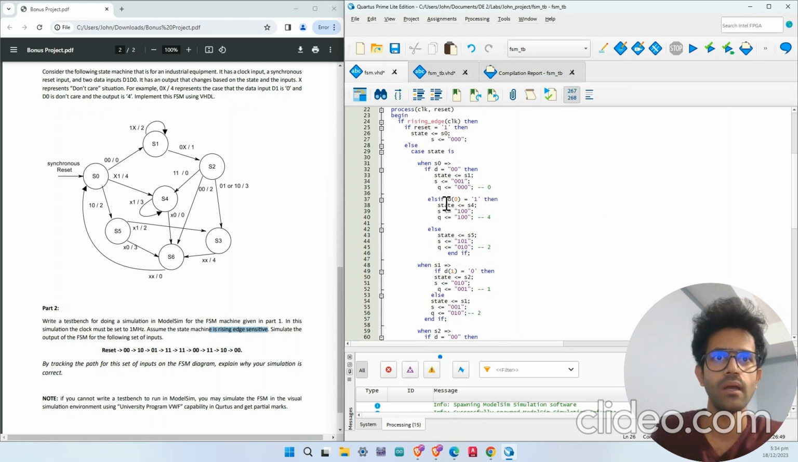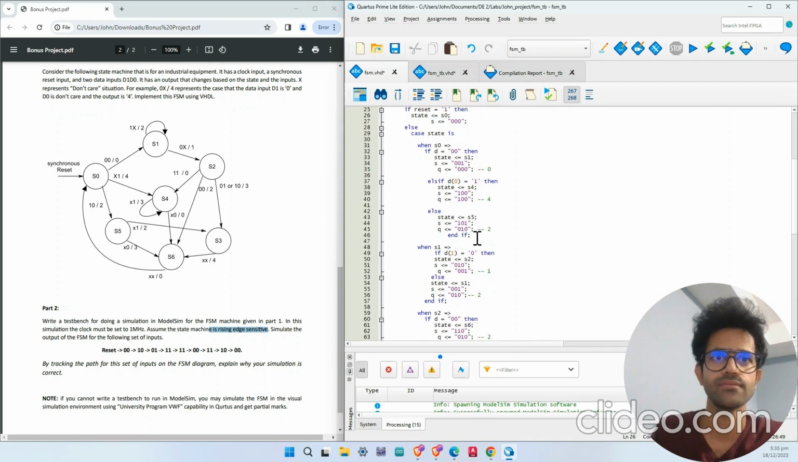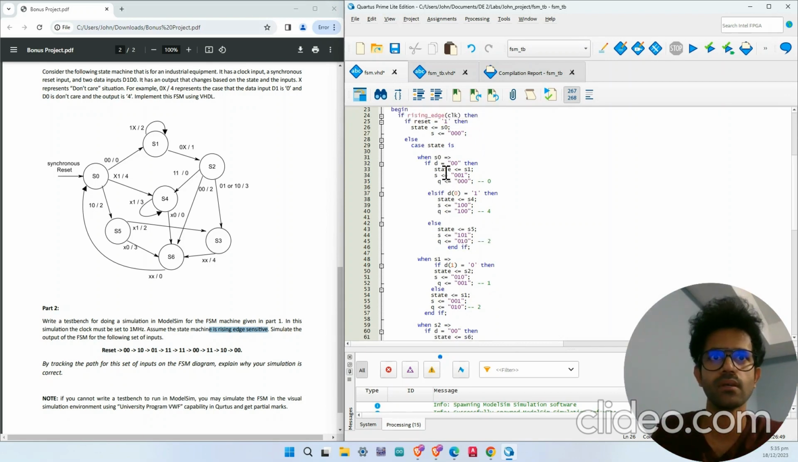So if d of 0 equal 1, then we go to state 4 with the output of 4, and the state is also displayed. This is why we created two aliases, so we don't need to write all these conditions. And else it goes to state 5, because here we take into account 0, 0.